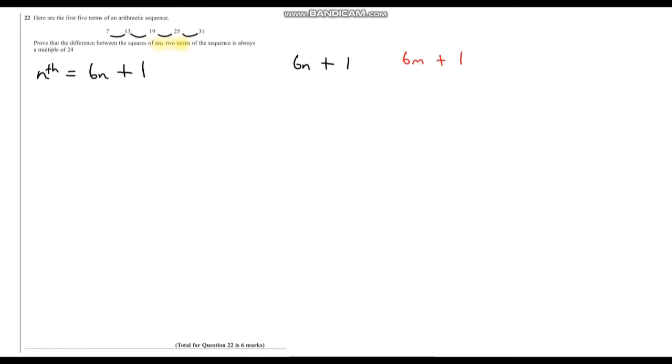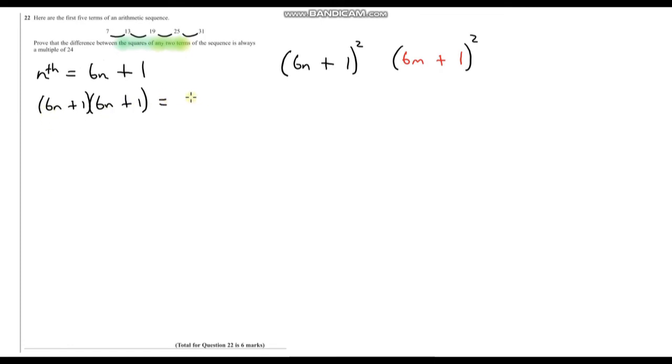Now let's go back to our question. Prove that the difference between the squares of any two terms. So we need to square these numbers. So let's do that. We're going to square both of these terms. These effectively are just numbers, because when we put our term number in here, we just get a number. So let's FOIL this out. I'll do it fully. So we've got 6n plus 1 multiplied by 6n plus 1.